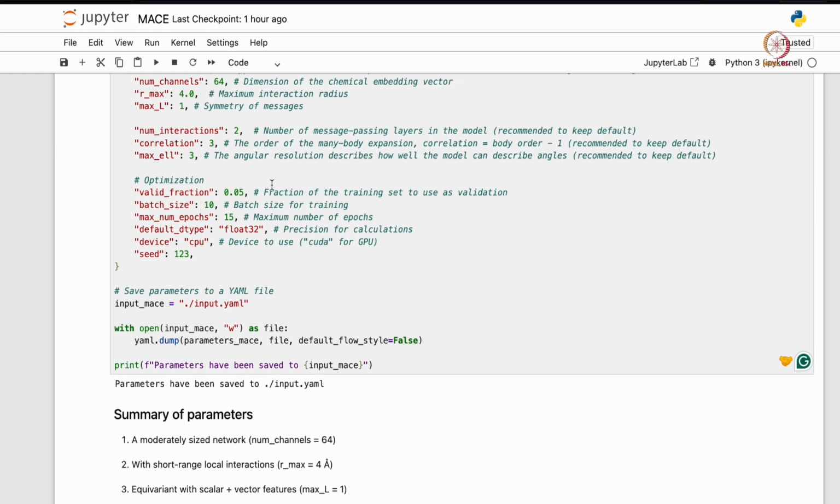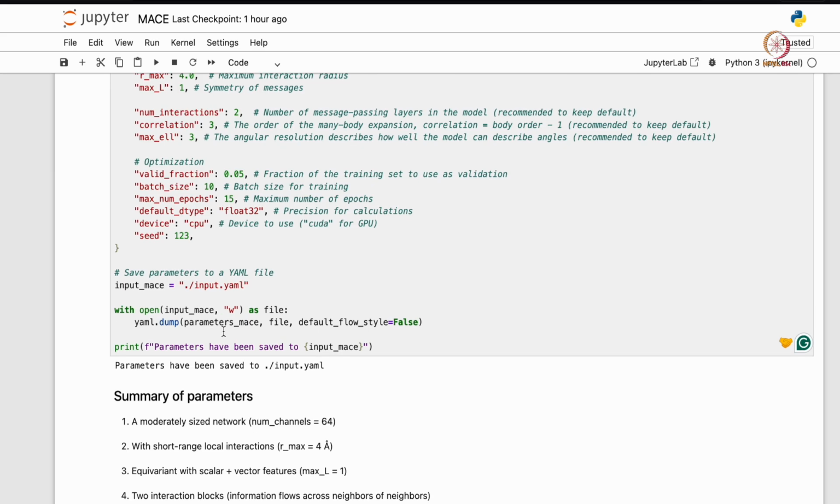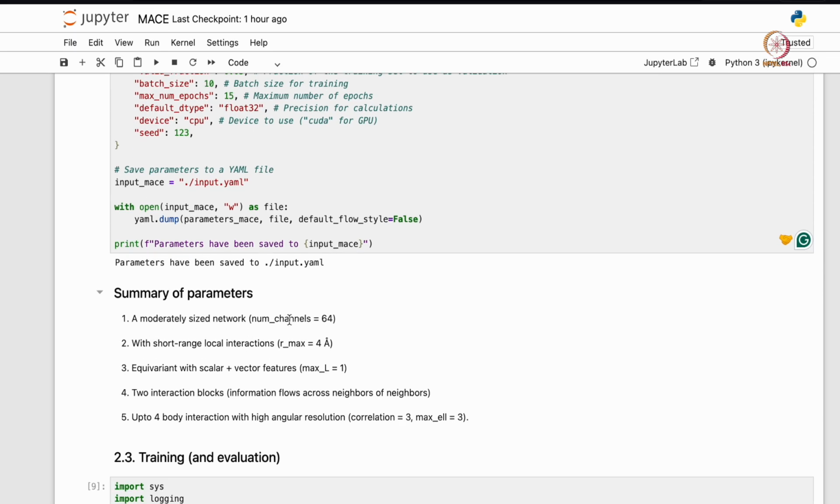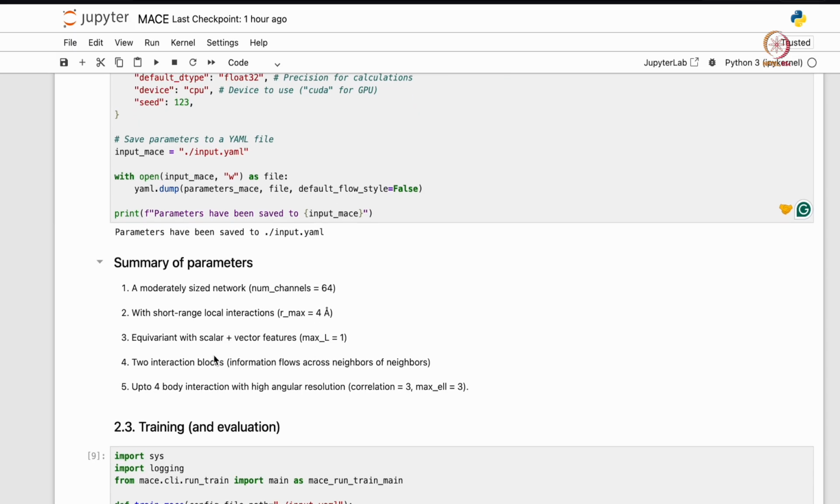And all these parameters, we will save to a YML file and later call this YML file during the training run. So to summarize the parameters, we have a moderately sized network with 64 channels, which denotes the dimension of the embedding vector. We are including fairly short range interactions, all within 4 angstrom and not more. We are training an equivariant model with scalar and vector features. We are not considering any tensor features.